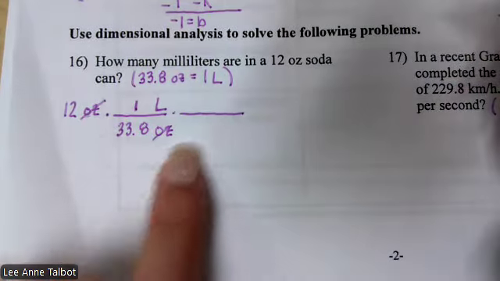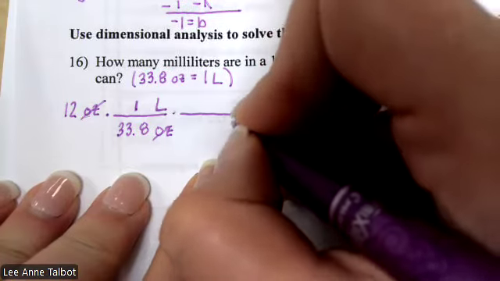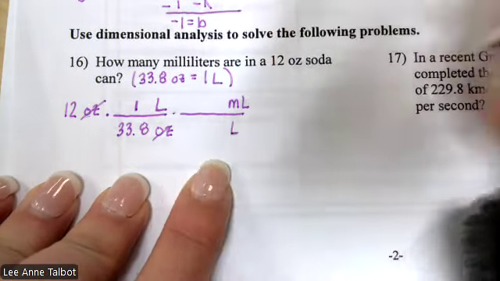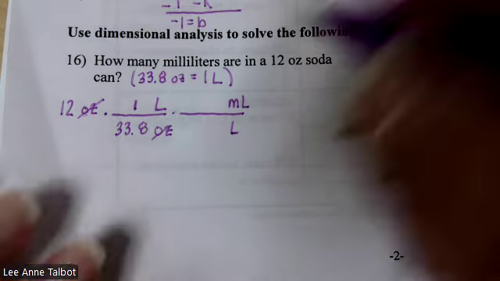Okay, so I cancel out the ounces. And now I'm in liters, but I want to be in milliliters. So I'm going to put liters on the bottom. How many milliliters are in a liter? You guys should know this from science. What's milli? 1,000. Nice.